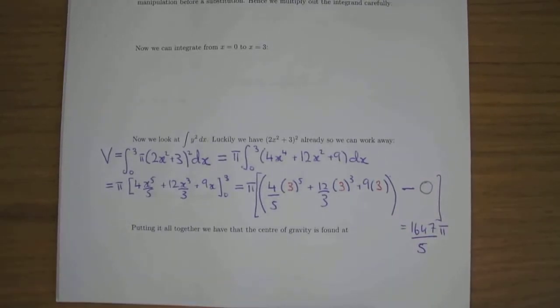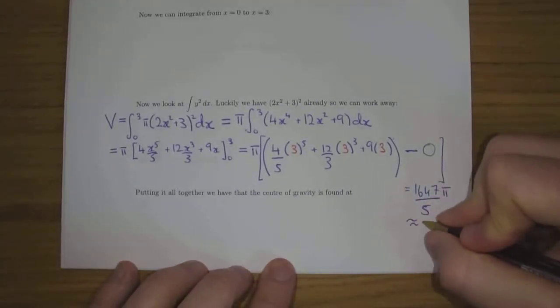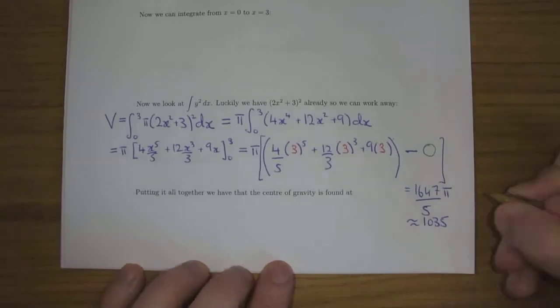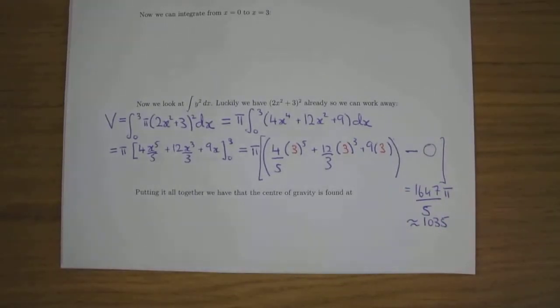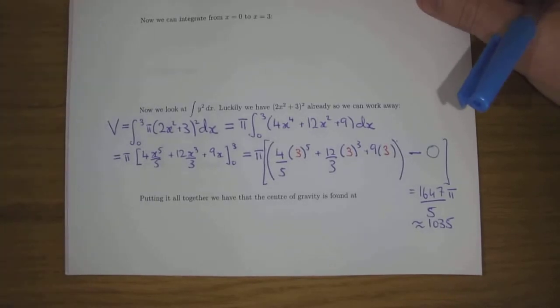If you want to approximate that, you can do so to 4 significant figures. It's coming out at 1035. There's no units here, so I can't say that it's meters cubed or anything like it. Okay, so that would be the volume. That would be the first part of the question in the type of thing that I'll give you. The second thing then would be to calculate the center of gravity.